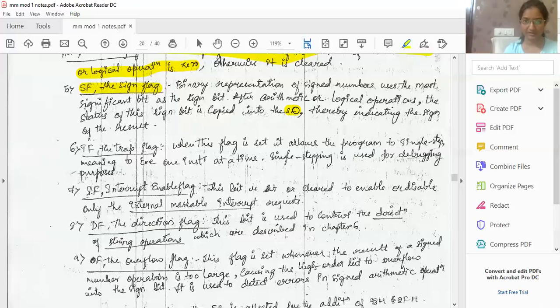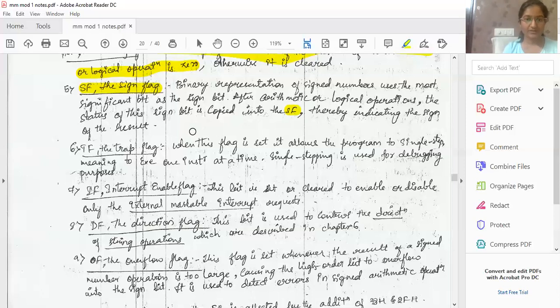Then that is a positive number, right? So looking at the sign flag bit of the flag register, we can make out whether the result is positive or negative. How? That is done by copying the most significant bit of the result to the sign flag bit of the flag register. Got the point? So thereby indicating the sign of the result.